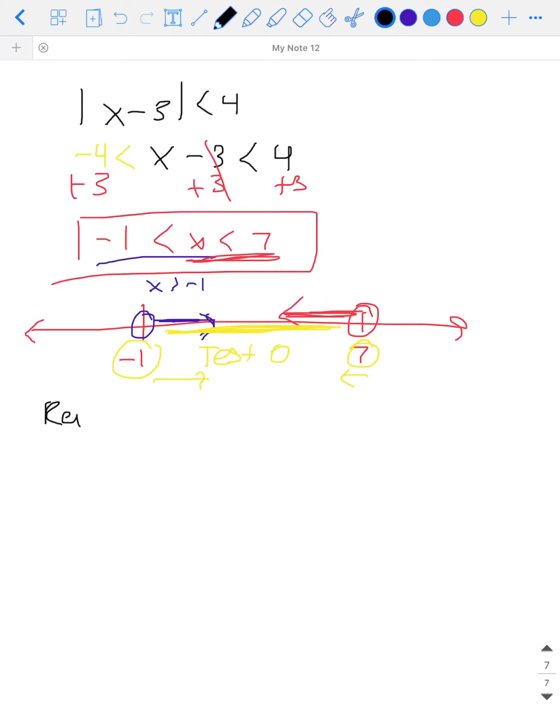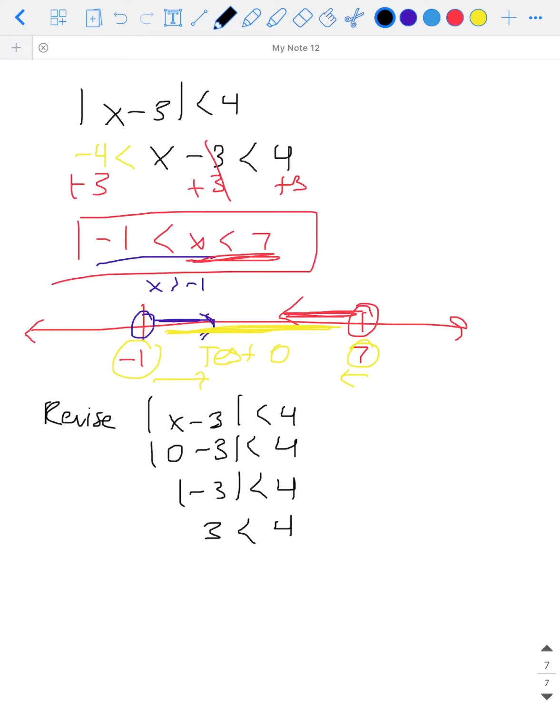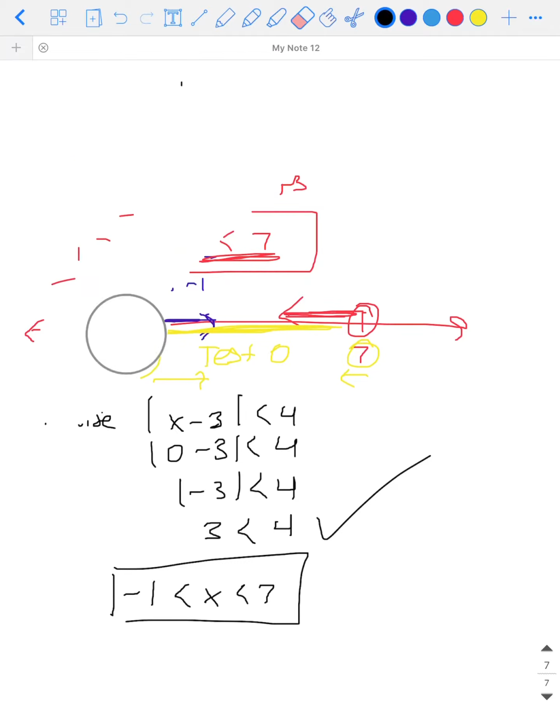So to review, absolute value of x minus 3 is less than 4. Absolute value of 0 minus 3 is less than 4. 0 minus 3 is negative 3. Absolute value of negative 3 is 3, and 3 is indeed less than 4. So if that's the case, x is less than 7 but greater than negative 1 is your answer. On to the next question.